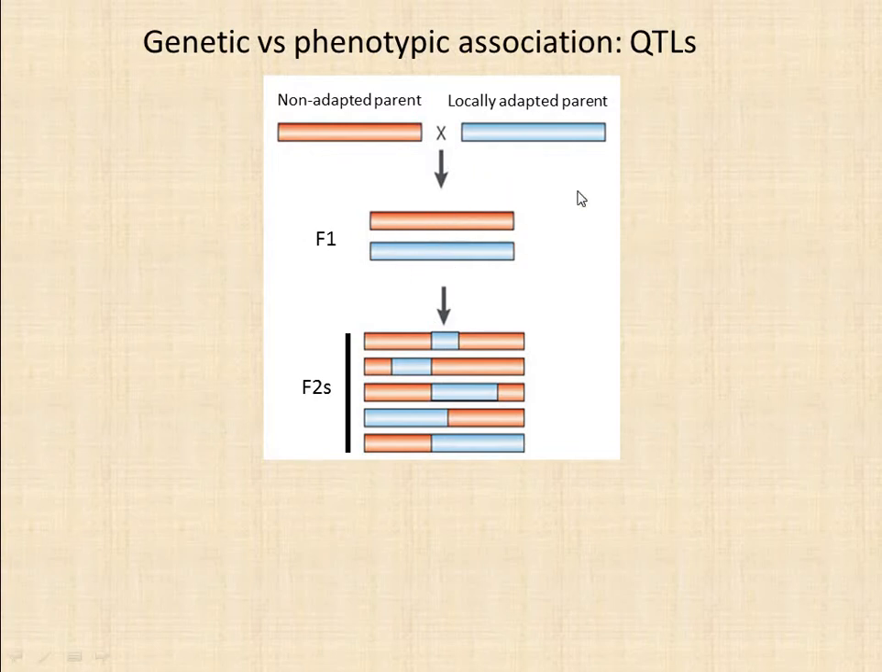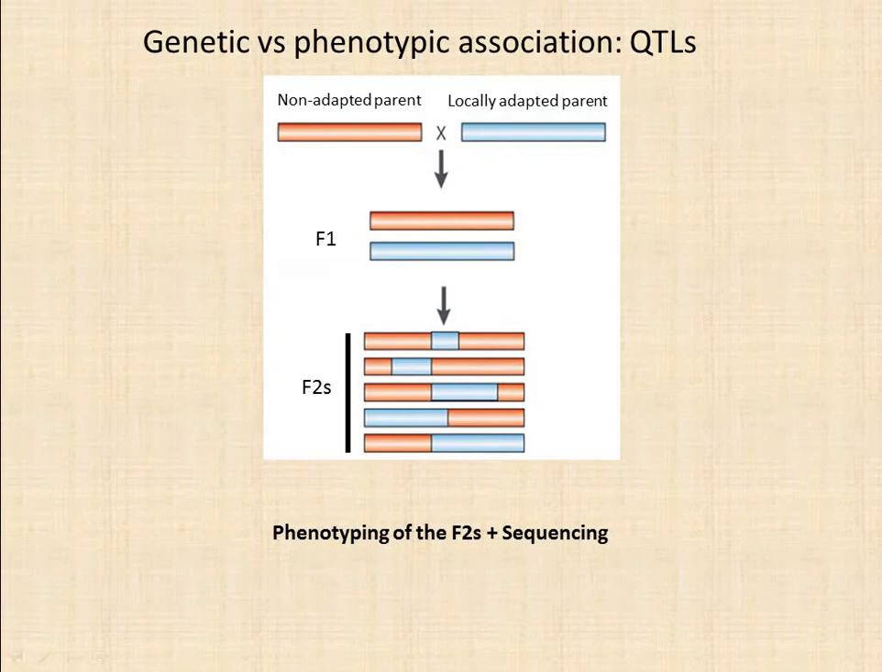which is then F1, which will be heterozygous, parent A, parent B. Then from the F2s on, you're going to start to have this mosaic pattern simply because of recombination. Recombination will make these two chromosomes recombine and then start to create all this mosaic that you see here. Once we have this, then we can start to work.